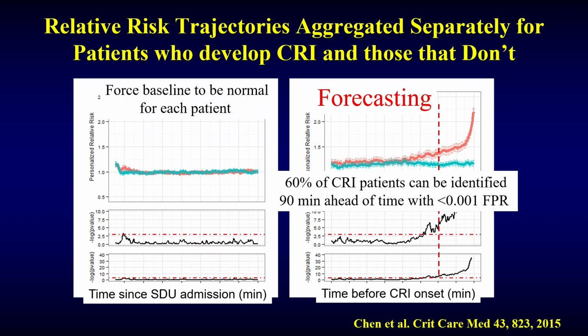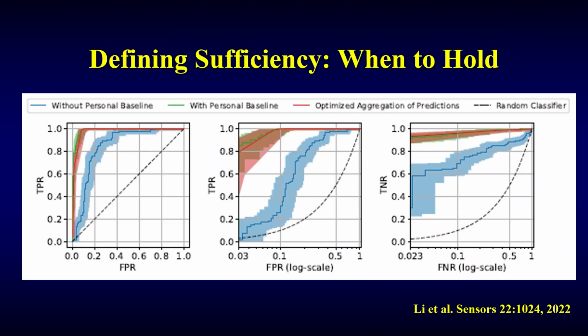Now, once you've resuscitated a patient, you need to know when to hold, when they need no more norepinephrine increases, no more boluses of fluids. When are they sufficient? And we were able to identify true positive rates extremely well with personal baselines, here shown in green, and without baselines, we had a lot of data in yellow, in blue. And thus, you can actually know when to hold. And this is important going forward.